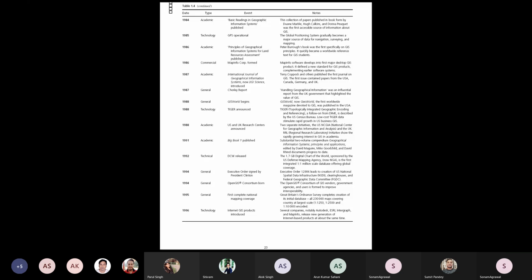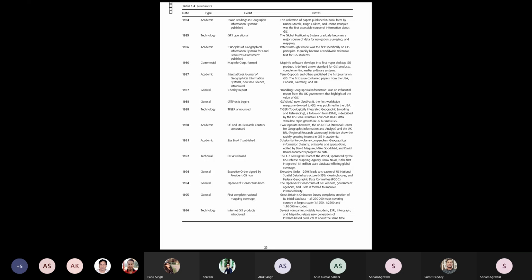Yes, in the year 1986, the book that I was earlier discussing, Principles of Geographic Information System for Land Resource Assessment, was published. Peter Burrough's book was the first specifically on GIS principles. So in the definition section, I was telling you about Peter Burrough's definition of GIS. His book, write down this name.